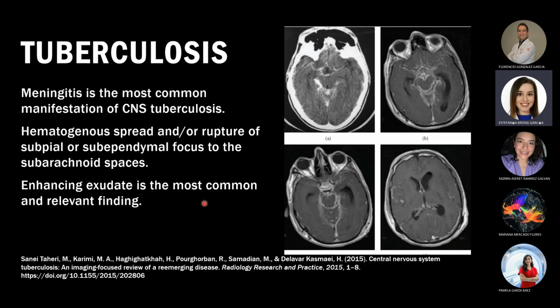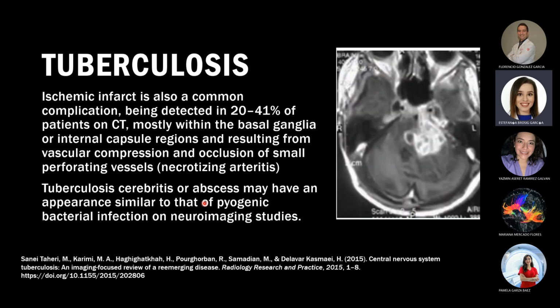have several findings we can have in the contrast enhanced MRI, like the ischemic infarcts we have with our patient due to the vasculitis. They can be detected in 41% of the patients with central nervous system tuberculosis, and mostly in the basal nuclei and the internal capsule regions that result from vascular compression from the vasculitis that we were saying.